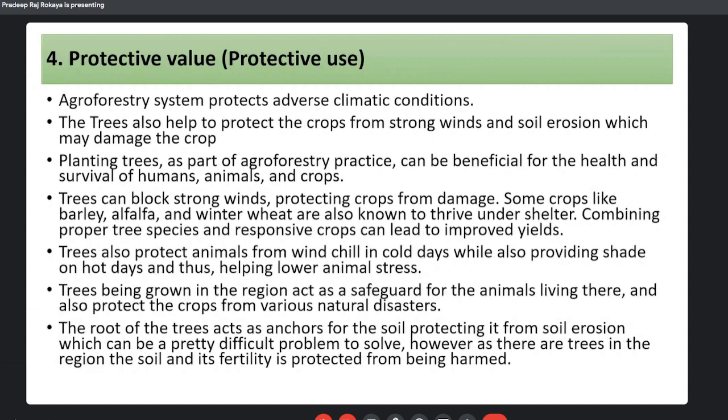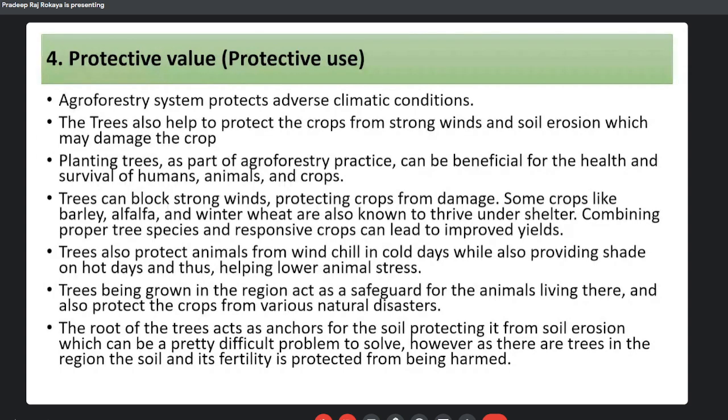Trees also protect the animals from the wind, rain, and cold days, while also providing shade on hot days and thus helping lower animal stress. Trees grown in the region act as a safeguard for the animals living there and also protect the crops from various natural disasters.